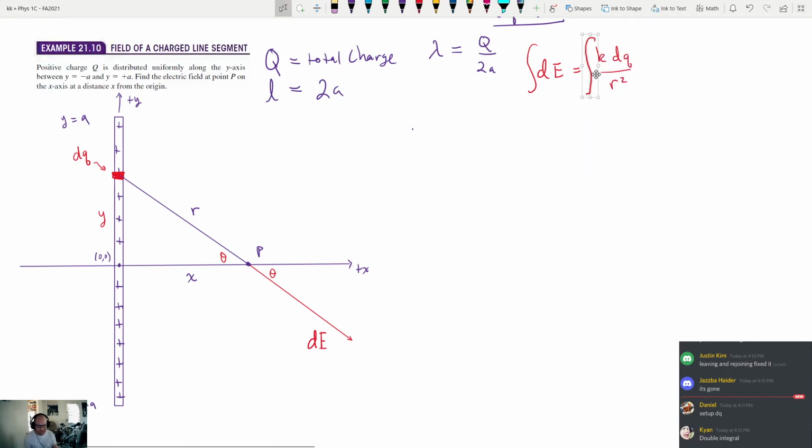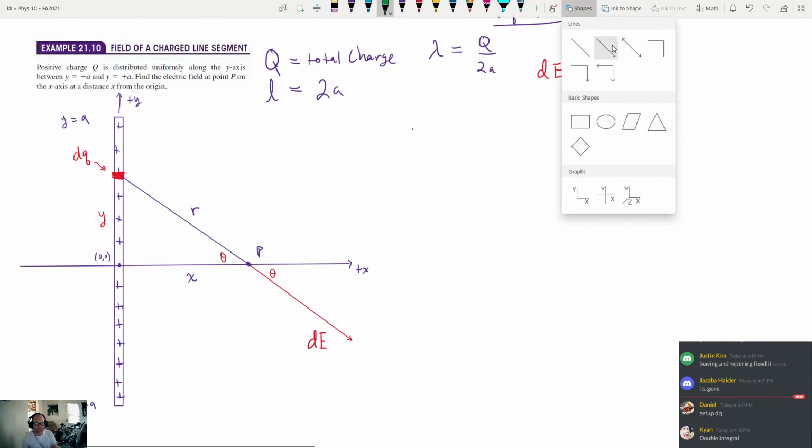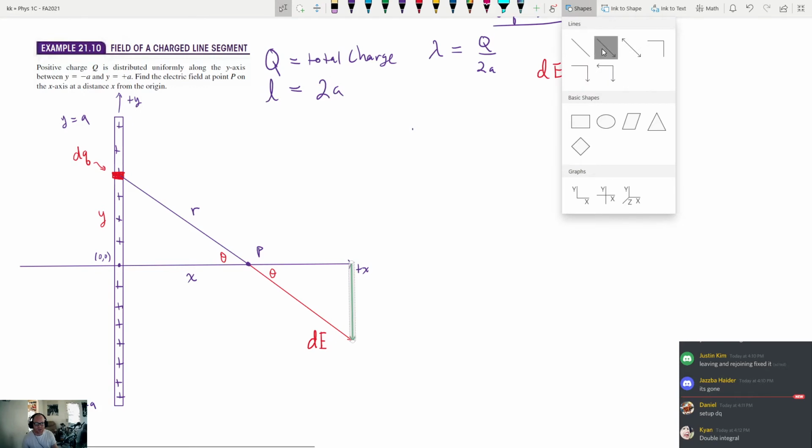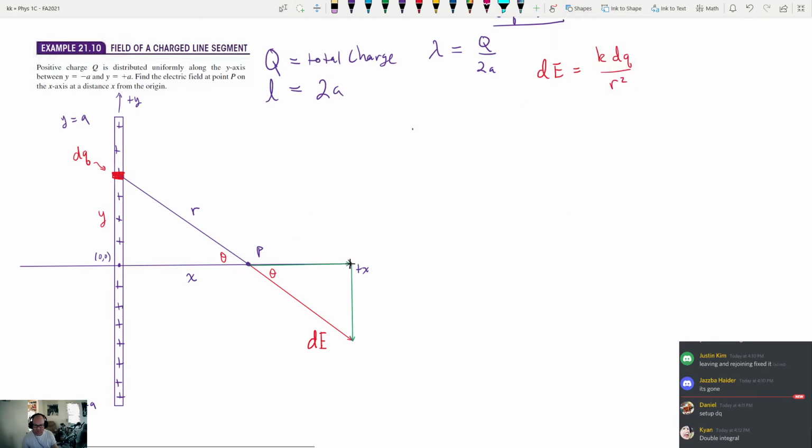Now, there's something else going on here that's important to understand. dE is actually a vector, but I didn't write it as a vector. I notice that it can be broken up into components, a y component pointing like this, and an x component like this. We'll call this one DEX and this one DEY. If we call DE the hypotenuse, then DEX would have to be DE cos theta.